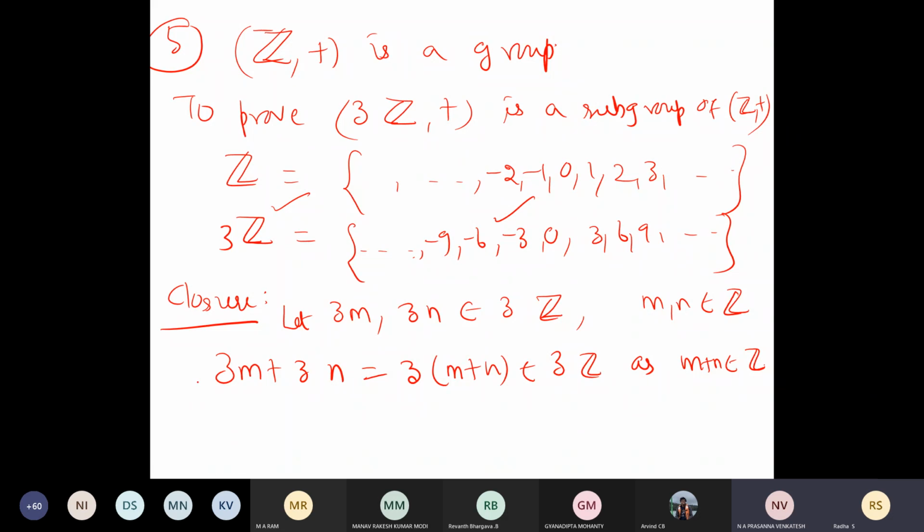Okay. So the associative property you need not prove. Why do you need not prove? Because of what? So many times I insisted. Addition is always associative. You need not worry about it.